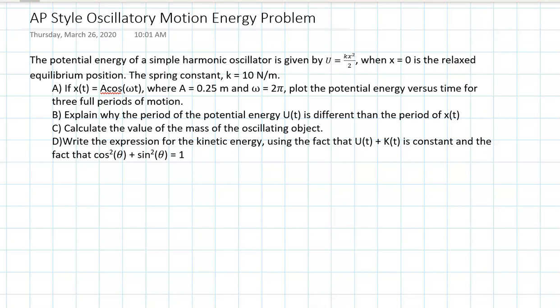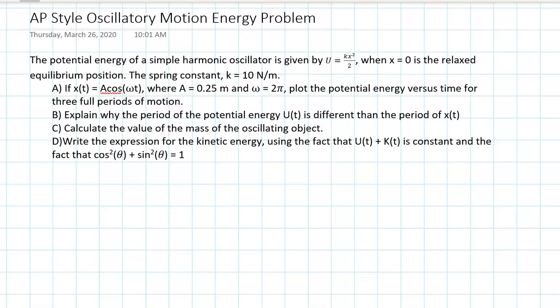In this video, we are going to be solving a kind of tricky oscillatory motion problem involving energy. It's tricky because it's more in the style of an AP exam, so some of it seems to be a little less straightforward. The potential energy of a simple harmonic oscillator is given by U equals kx squared over 2, when x equals 0 is the relaxed equilibrium position. The spring constant k equals 10 newtons per meter.